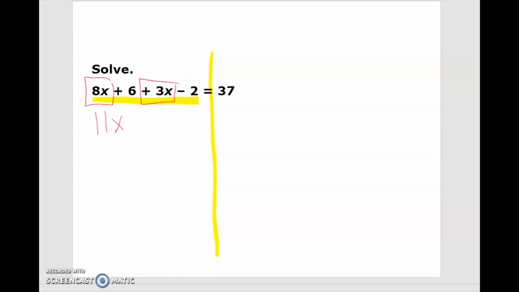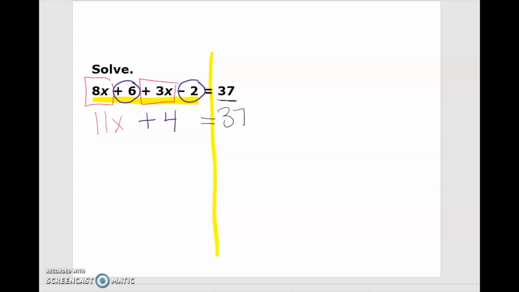Then the next thing we would want to do is see if there are any other like terms that we can combine together. We can see that we've got a positive 6 and a negative 2. When we add positive 6 plus negative 2, we get positive 4. Now we're going to look at the right side of our equation, and all we have here is a 37. So we're going to bring down that 37 and bring down our equal sign. Now when we get to this point, we can see that we're just back to a 2-step equation, which is what we were working on the other day.